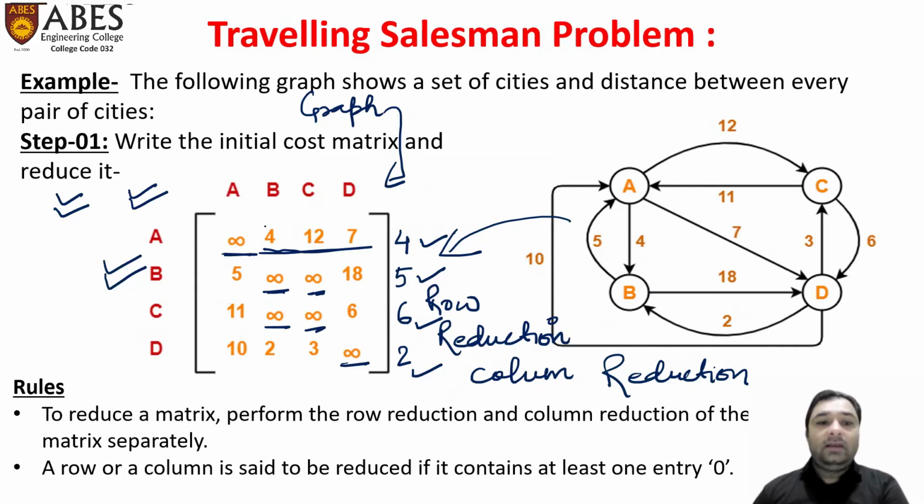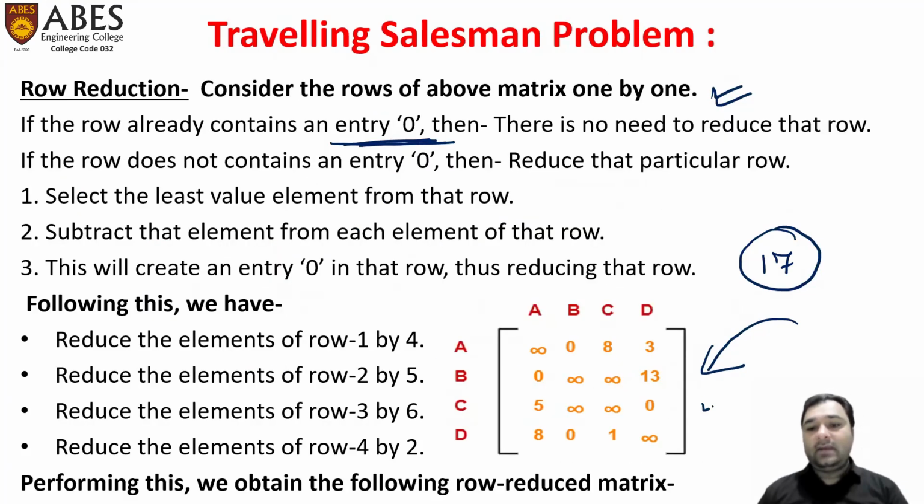Minus 4 will lead us to 0, 8, 3. Then this will lead us to 0 and 13. This will lead us to 0 and 5. And this will give us 8, 0 and 1. And we get this matrix. So this is the first step we have performed, a row reduction.